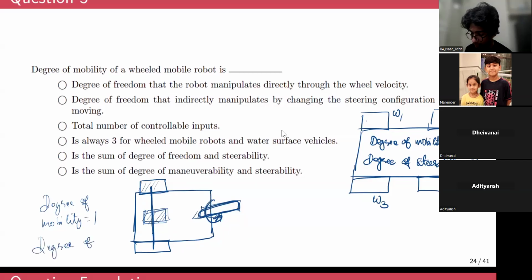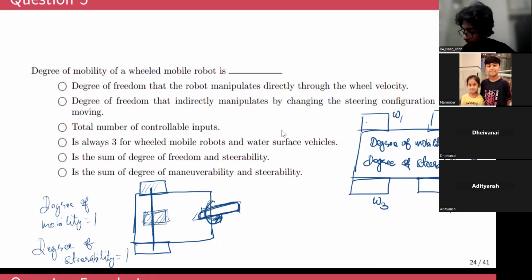Degree of steerability for a tricycle is 1 because we are giving one steering input, one independent motor for steering. But the rolling velocity of the front wheel is completely passive. These wheels move because the entire auto, or the auto rickshaw, is moving. And the degree of steerability is 1. The front wheel does not have any mobility.